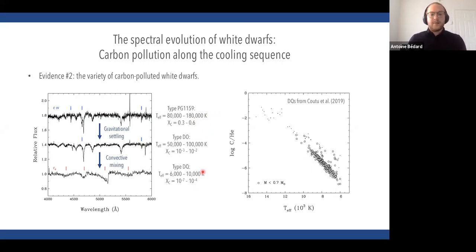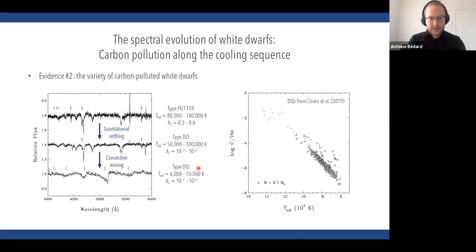It's quite natural to think that these three types of objects are related, and the usual explanation is that a PG 1159 can turn into a DO and then into a pure helium DB, simply because the carbon sinks out of the atmosphere. But then at lower temperature, the carbon is brought back to the surface by the helium convection zone, so this produces a DQ.